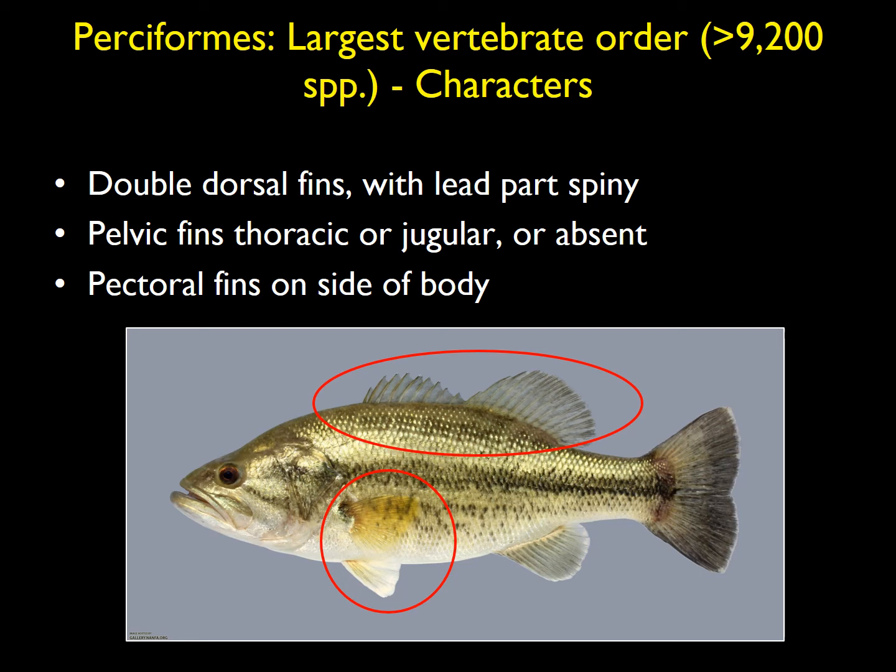Okay, so Perciformes. This is the largest order of vertebrates. So very successful. Again, we look at the dorsal fin to tell us the order. So these two dorsal fins, one with hard spines and the other one not spiny. The pelvic fins are near the thoracic or jugular, close to the head, or absent. And the pectoral fins, again, are up high on the side of the body. There are over 9,000 species of these. These include lots of marine species, things like striped bass and bluefish, all kinds of things. So very, very successful.